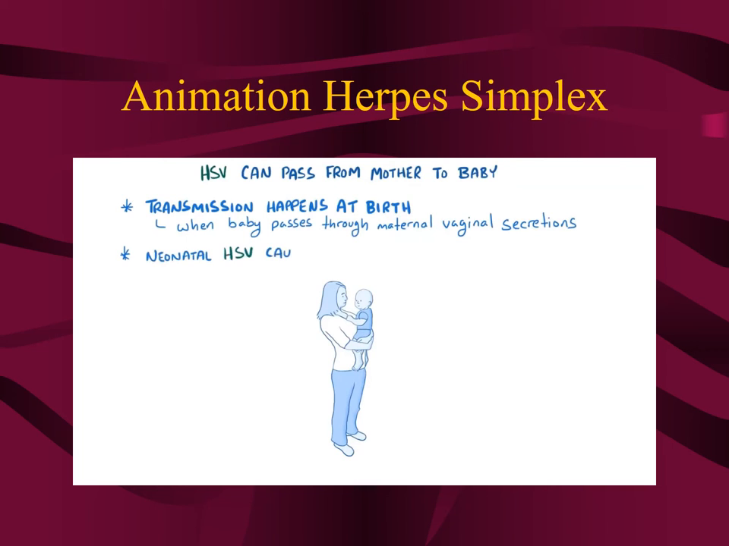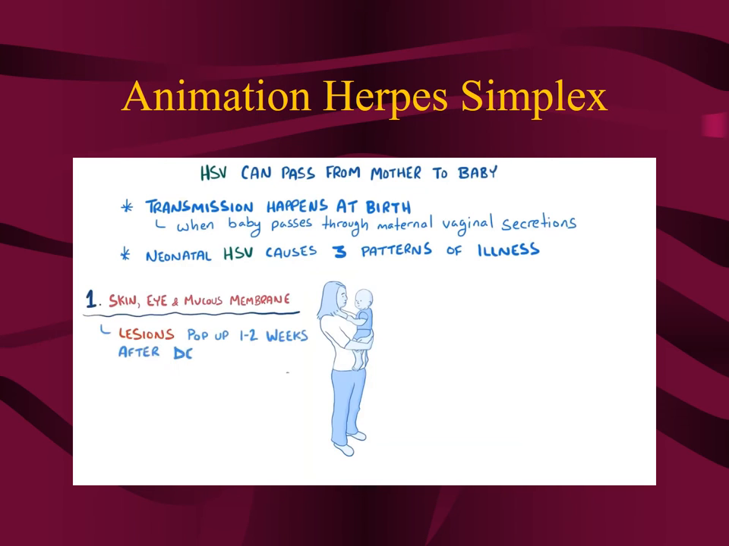Neonatal HSV causes 3 different patterns of illness, each happening about 1/3 of the time. The first is skin, eye, or mucous membrane infection, where lesions pop up 1 to 2 weeks after delivery, typically at sites of damaged skin, like the site where fetal scalp electrodes might have been attached.